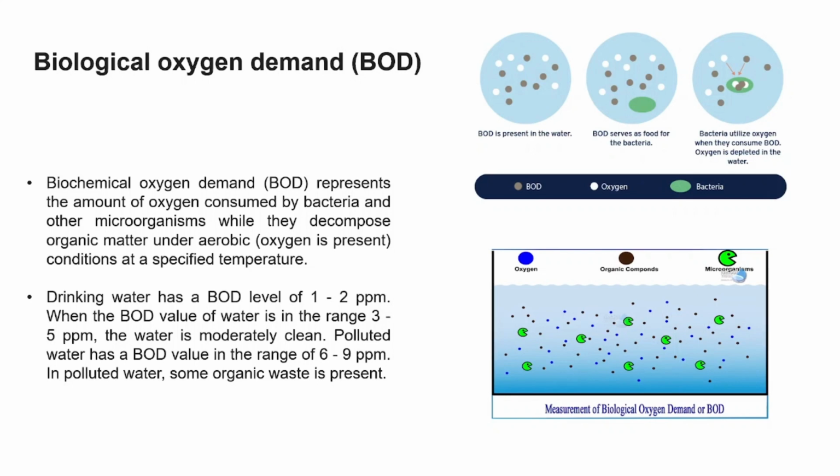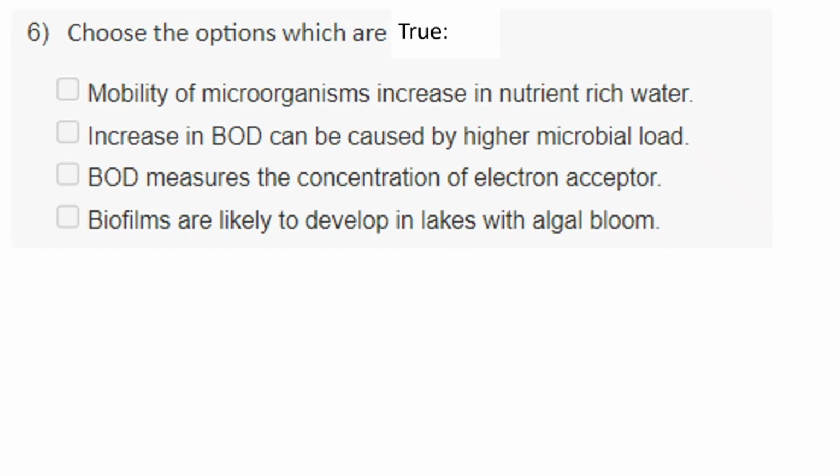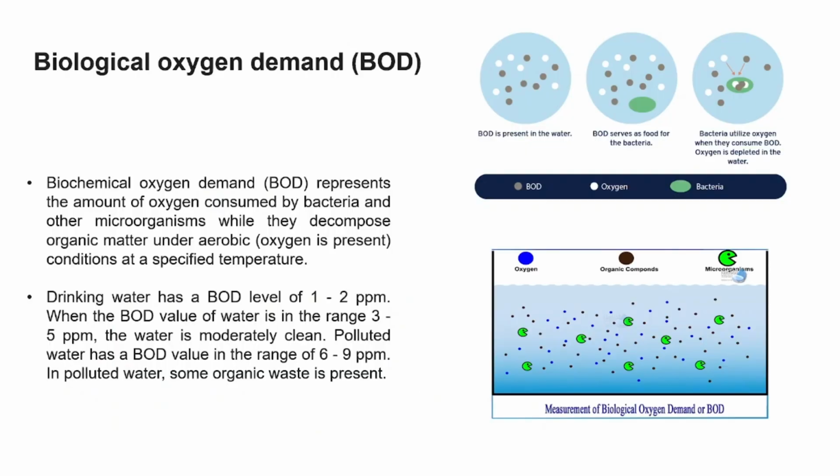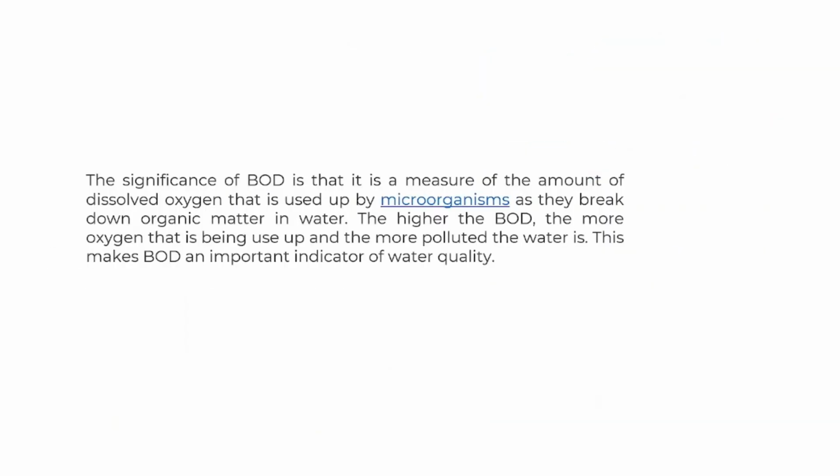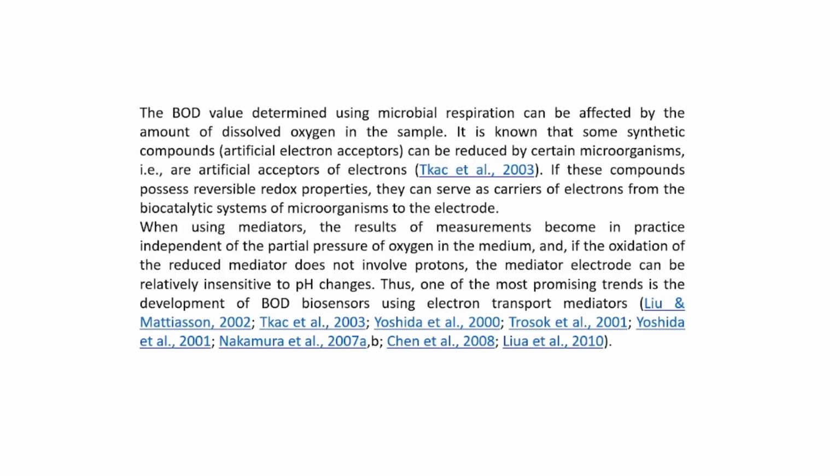So that's why biological oxygen demand talks a little bit about the higher microbial load. That is true. Increase in BOD can be caused by higher microbial load. So significance of BOD, as we discussed, is that it's a measure of the amount of dissolved oxygen that is used by microorganisms as they break down organic matter in water. So the higher the biological oxygen demand, the more oxygen that is being used up and the more polluted the water is. This makes BOD a very important indicator of water quality.